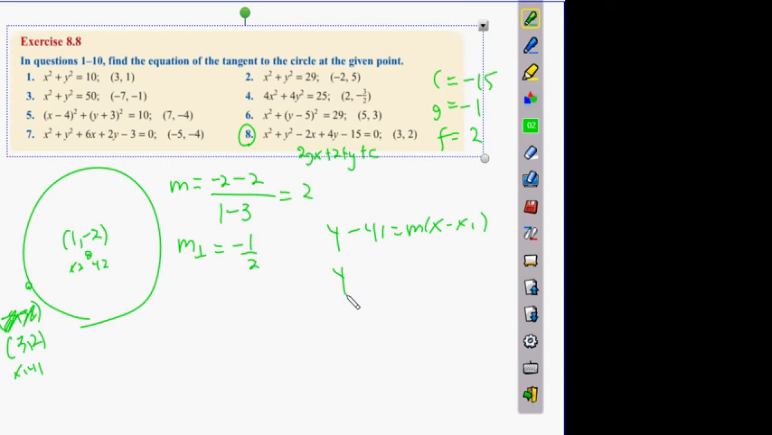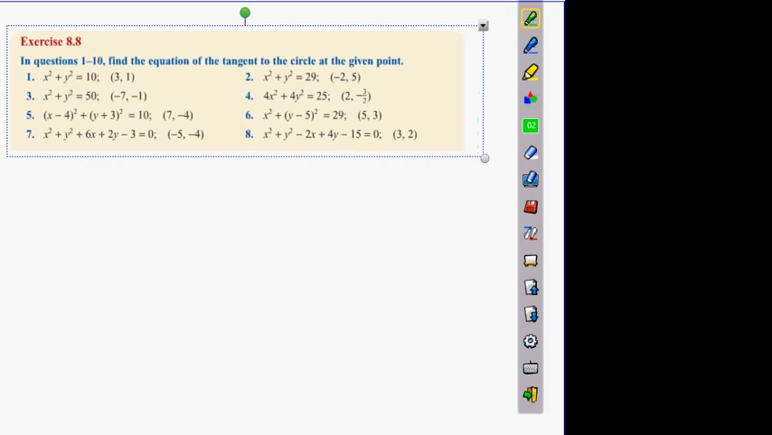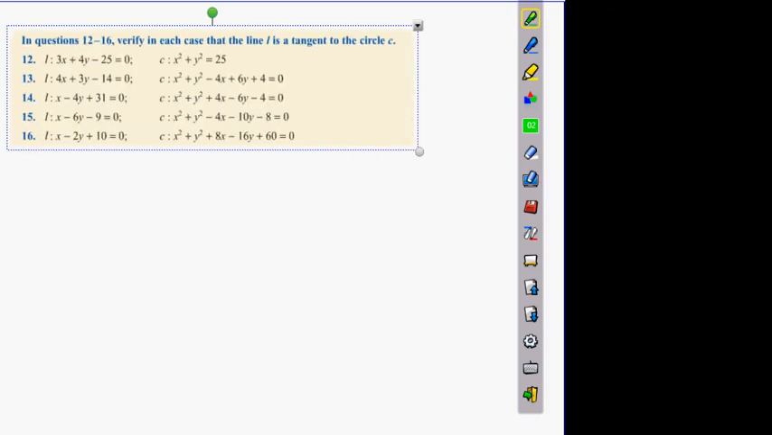So y minus 2 equals minus a half into x minus 3. 2y minus 4 equals minus x plus 3. x plus 2y minus 7 equals 0. Right. Bread and butter, right? Very easy enough. Now, move on to something a bit different. Now, these ones here.